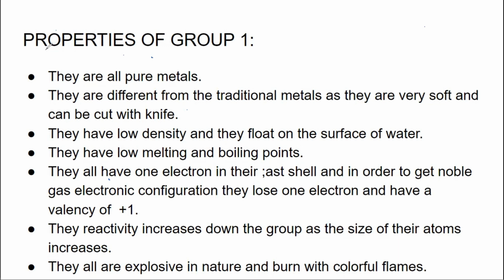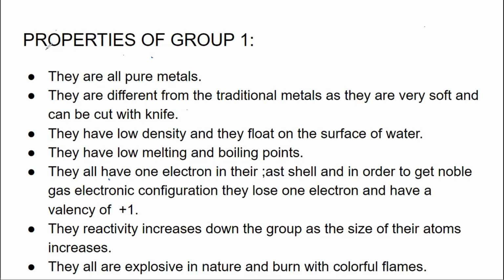They have low melting and boiling points. They have one electron in their last shell. During the chemical reaction, they lose one electron. Why? Because they have to achieve the noble gas electronic configuration. It means they have to achieve 8 electrons in the last shell. So in doing so, they get a valency of +1.